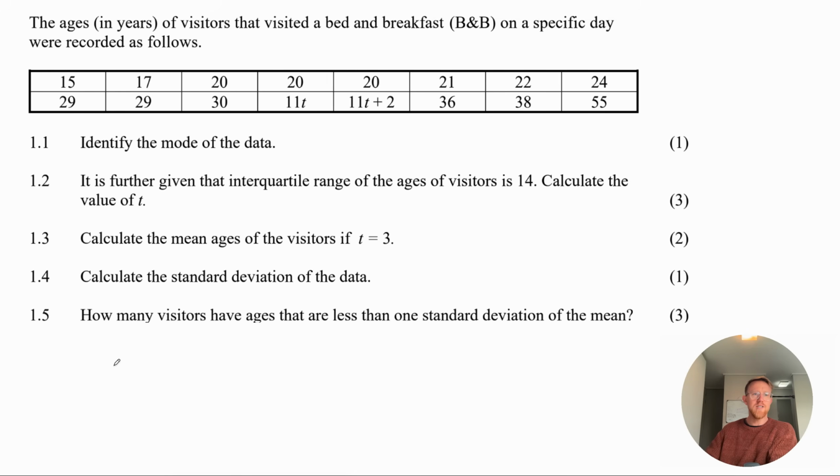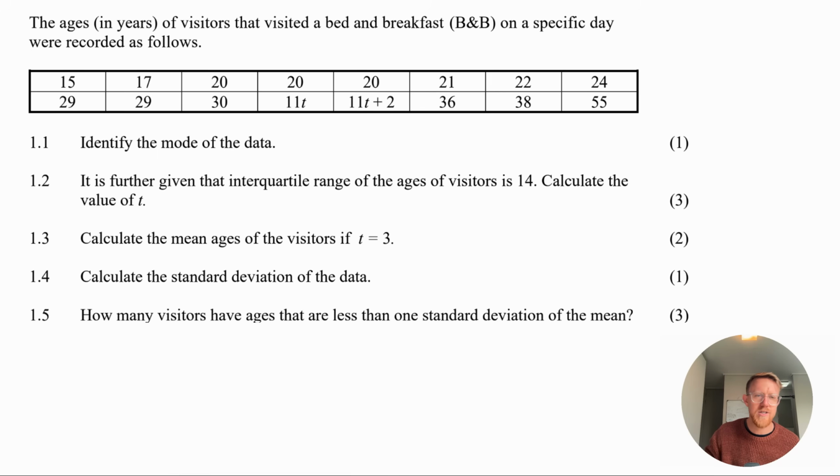The ages in years of visitors that visited a bed and breakfast on a specific day were recorded as follows. So there's this bed and breakfast, it's like an Airbnb, and people went there on a specific day. There was a 15-year-old person, a 17-year-old person, a 30-year-old person, and then we've got some random numbers here, and then we had a 55-year-old person. So you get the idea.